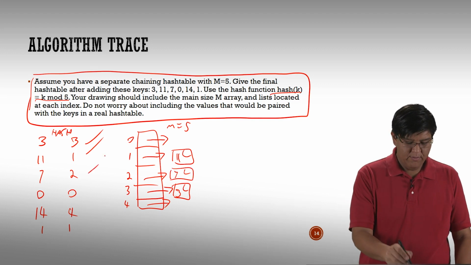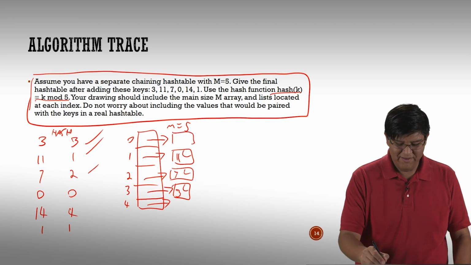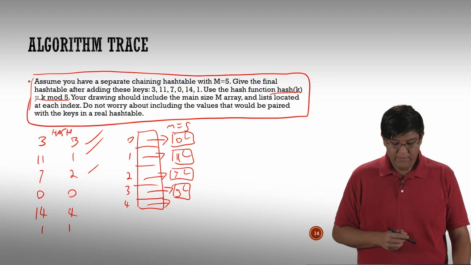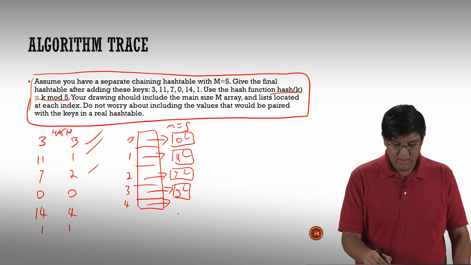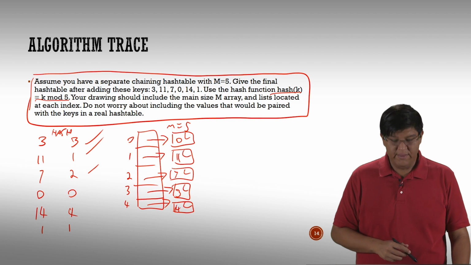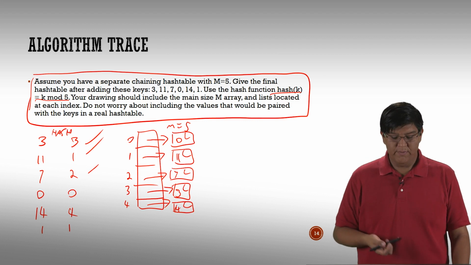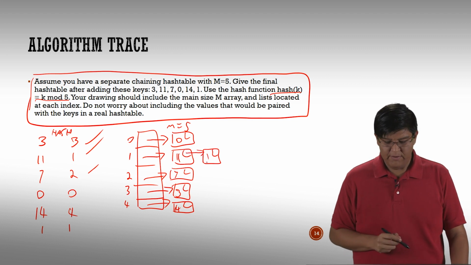And then we'll go over to 0. 0 goes to position 0, that's pretty straightforward. So the 0 goes over here. And then we go to 14, which wants to go to position 4. That goes over here, 14, there we go. All right, last one there is 1. And this is actually the only time we have a collision. So 1 wants to go to position 1. So we end up going to this linked list over here and adding it in. So we have 1 over there.